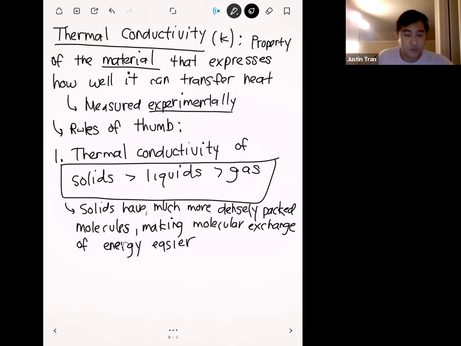Okay. And then liquids, even though the molecules are packed pretty closely together, they're not as tight as solids, right? But they are still pretty close. And so that's why liquids generally are better at conducting heat than gases. With gases, there's a lot of empty space between the molecules.